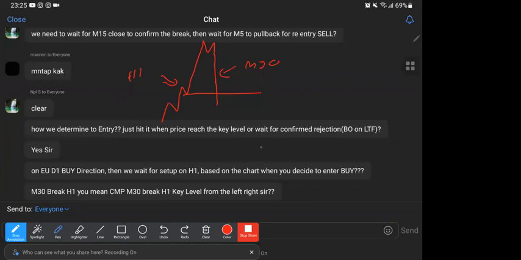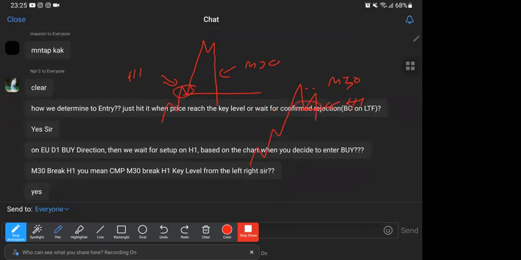or something like this. Okay, we have an H1 over here, and this is maybe the M30 key level over here. Breakout, still counts. So you clear about this? We just need a clear breakout. We just need a breakout. It doesn't matter whether it is far or near.